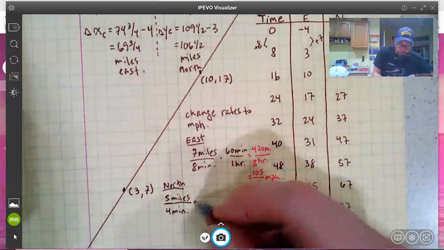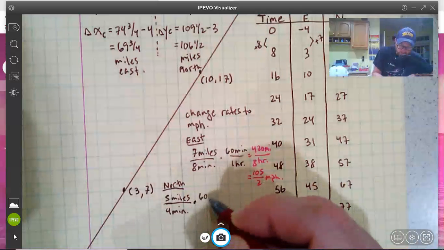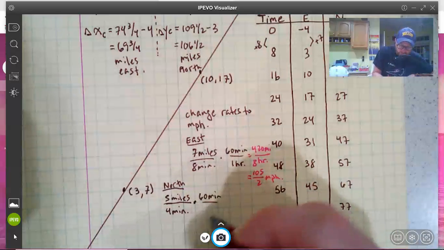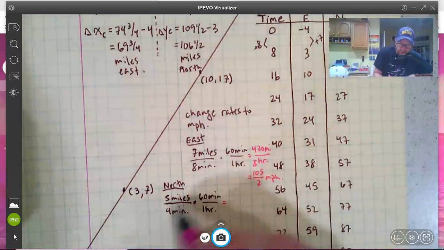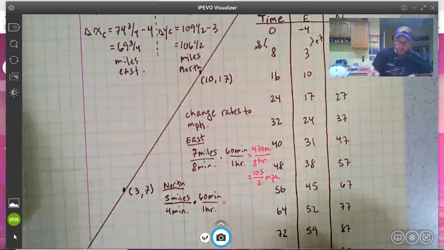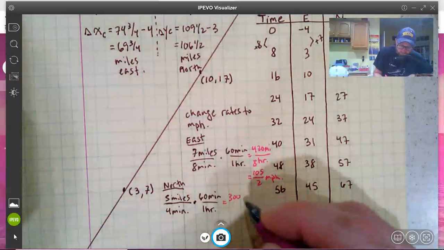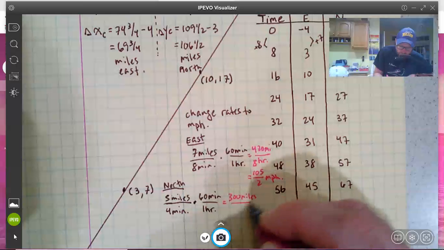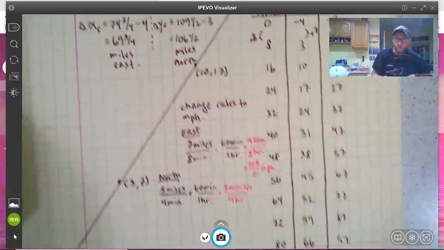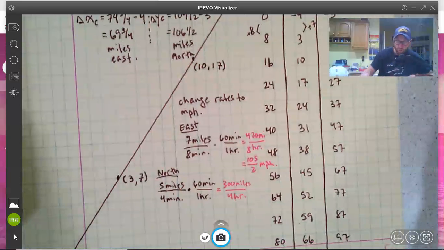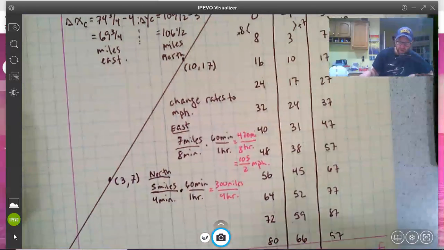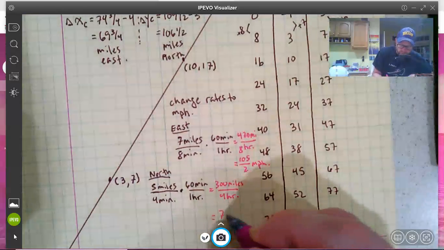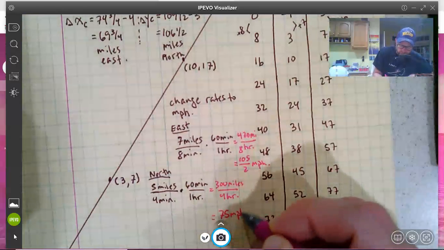So down here, we're going to multiply this by the same conversion factor, 60 minutes over 1 hour. So 5 times 60 is 300 over 4 miles per 4 hours. And then that will be divisible. 300 divided by 4 gives us 75. So that is 75 miles per hour.